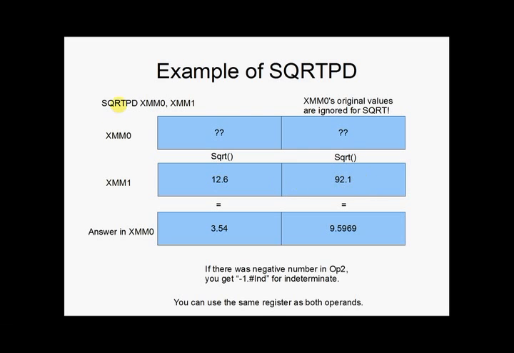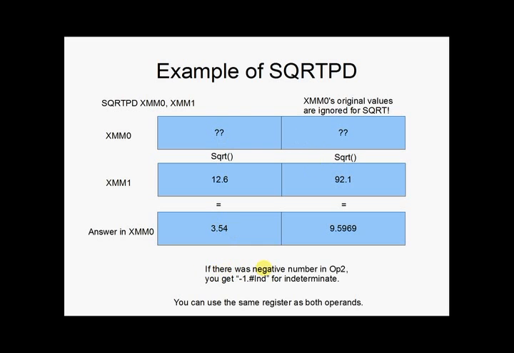So what we're going to get if we say square root of packed doubles XMM0, XMM1 with these values here in XMM1, we're going to get the square root of 92.1 in the lowest element, which gives us about 9.5969, etc, etc, etc. And we're also going to get the square root of 12.6. So it finds 2 square roots at once. It's very quick. Really good way to do it. 3.54 is what we'll get there. So the first operand is pretty much completely ignored.